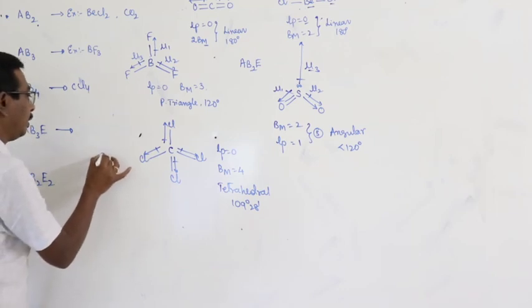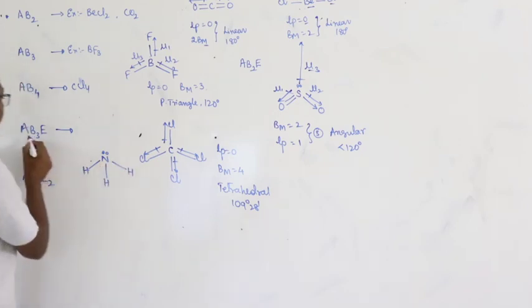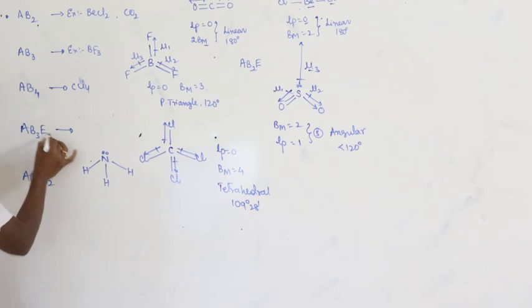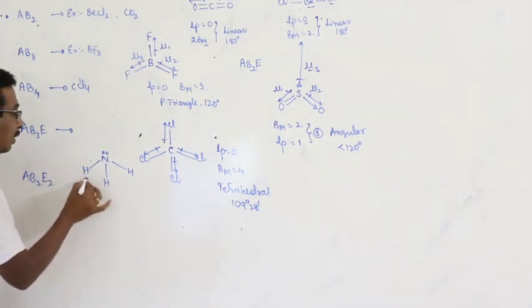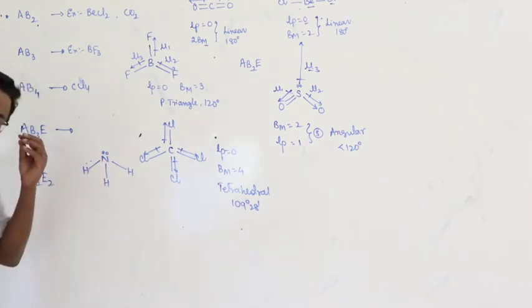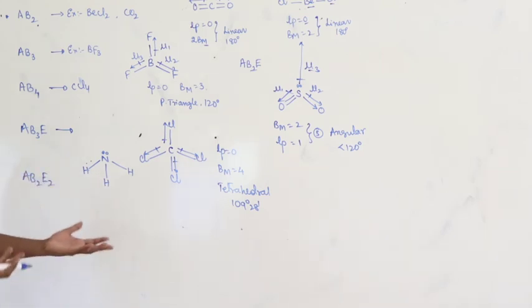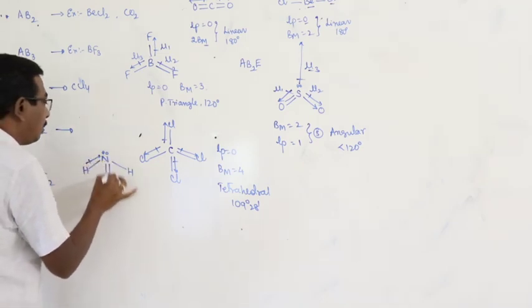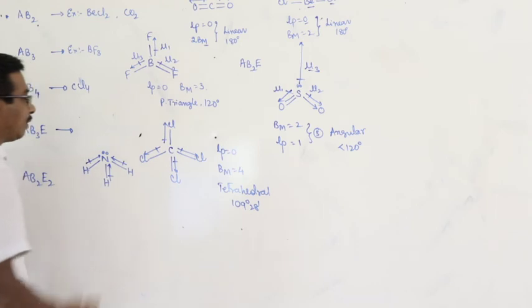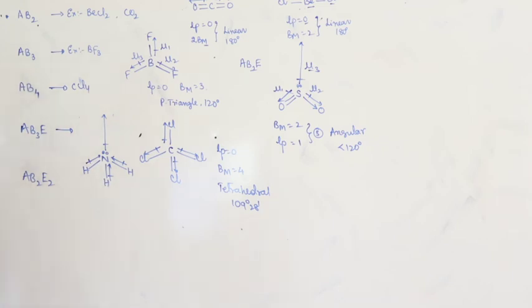AB3E means ammonia. AB3E means NH3, E lone pair. Hydrogen electronegativity 2.1. Nitrogen electronegativity 3. You have to keep in mind the electronegativities. Without knowing electronegativities, you cannot solve all these problems. So, you should remember the concept of electronegativity once again. Here, the direction of the bond moments is towards the more electronegative nitrogen atom. But the direction of the bond moment due to lone pair is away from the molecule.